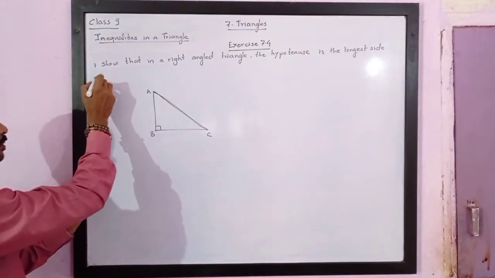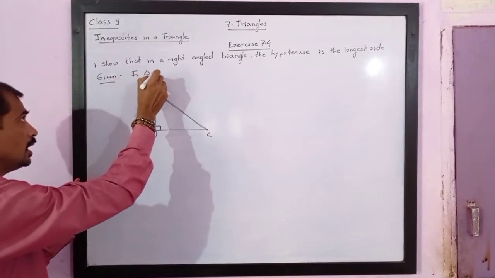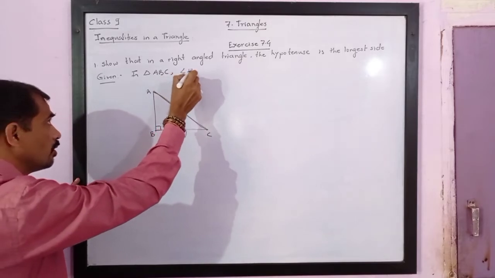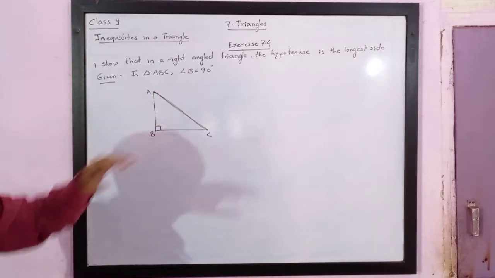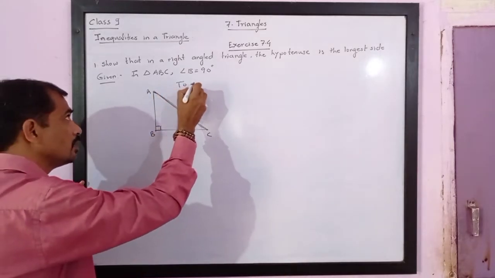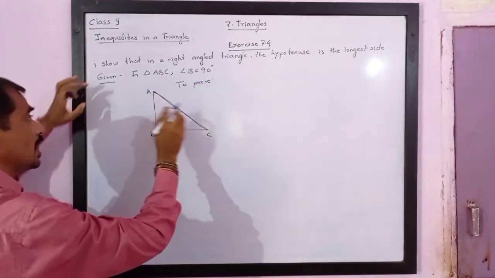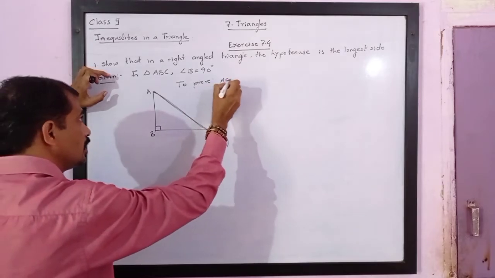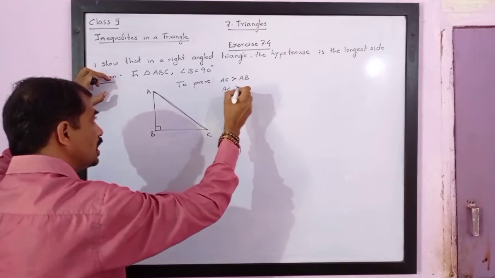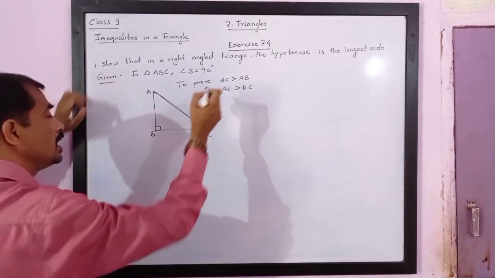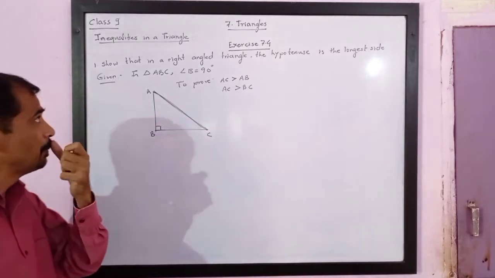So we are given, in triangle ABC, angle B equals 90 degrees. This is what is given to us. And what we have to prove? We have to prove that the hypotenuse is the longest side. It means AC is greater than AB and AC is greater than BC. That is, the hypotenuse is longer than AB as well as BC. This is what we need to prove.